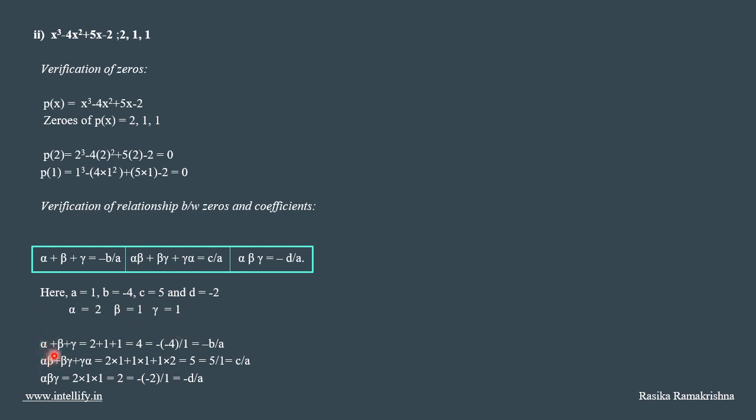Alright, so alpha plus beta plus gamma is going to be the sum of the roots, which is going to be 4, which is nothing but minus b by a. Alpha beta plus beta gamma plus gamma alpha is going to be 5, which is nothing but c by a. Alpha beta gamma is going to be 2, which is nothing but minus d by a.